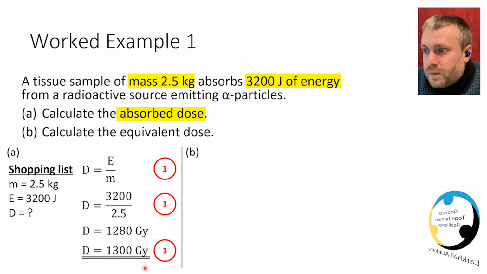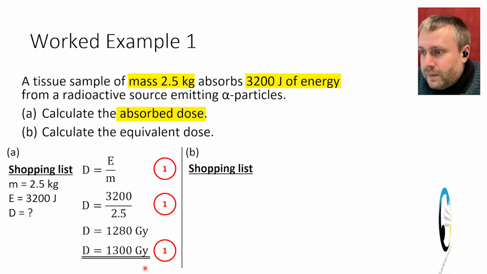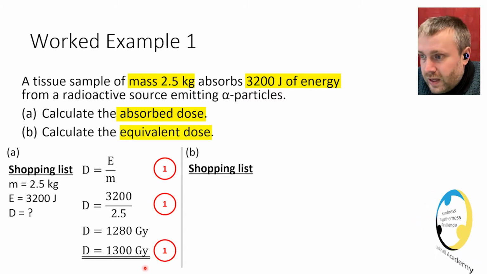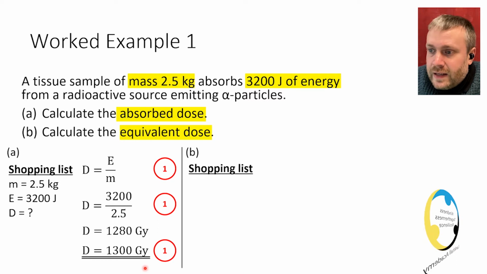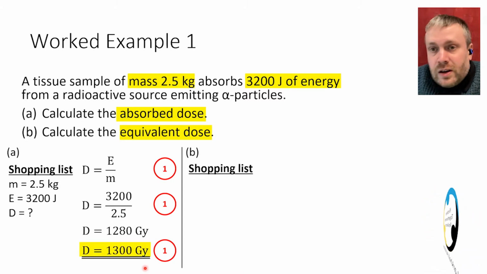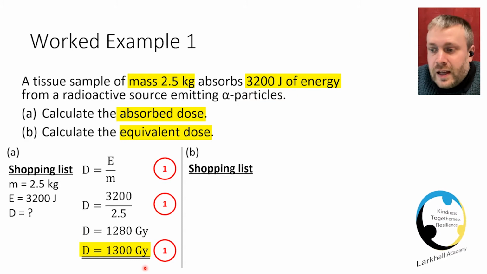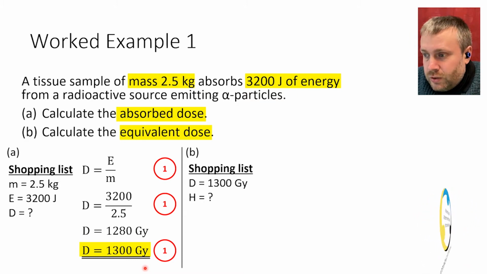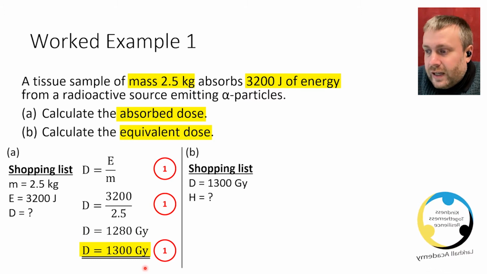So part B. We're going to go for our shopping list again. So let's just have a look and see if there's any additional information here that we need to be aware of. We've got equivalent dose in the question for part B, and then obviously our answer from the last part is the absorbed dose. So let's note those down, the absorbed dose and the equivalent dose.